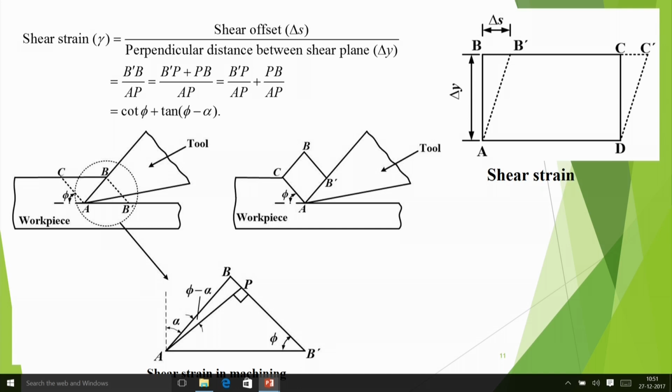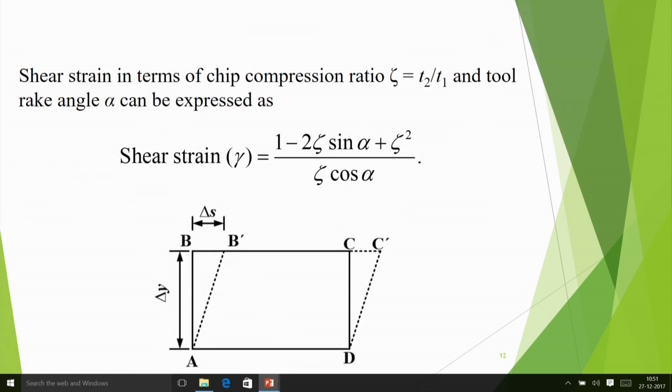As far as phi is concerned, does shear strain increase with phi or decrease? We can see that the tan part, the second part, is increasing, but the first part is decreasing with increase in phi. So that means there must be some optimum phi at which the shear strain may be minimum. But this relation you can always remember: gamma is equal to cot phi plus tan of phi minus alpha.